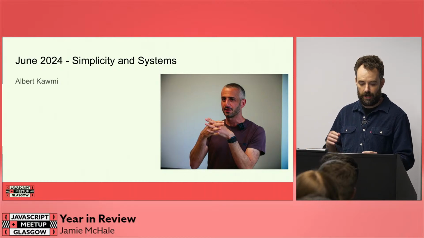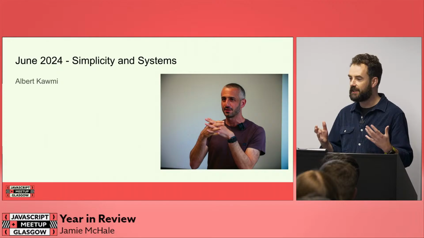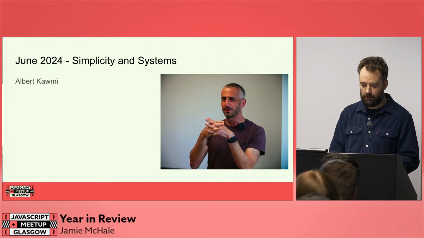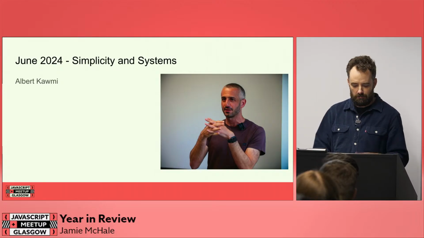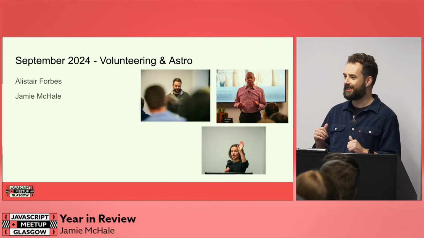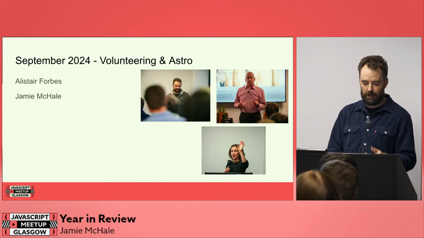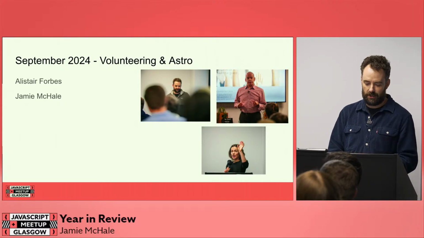June, we heard from Albert on simplicity and systems. Albert works for Spotify, so it was good that he came and chatted to us about the way that he thinks about development, kind of at the meta level. September, I did a talk on personal websites, which is something that I bang on about all the time, and I will continue to bang on about next year. And we heard from Alistair on volunteering in tech.